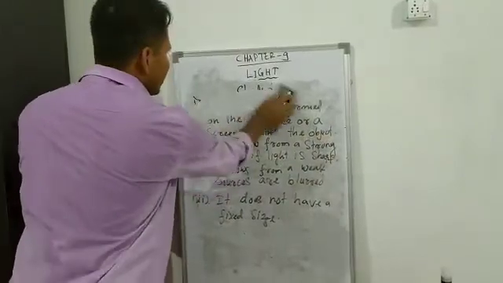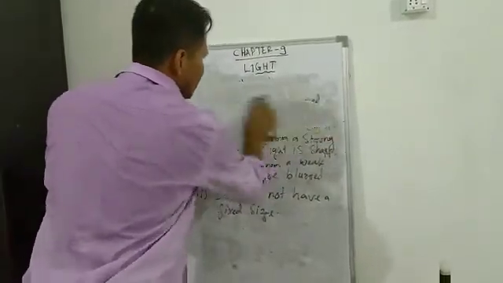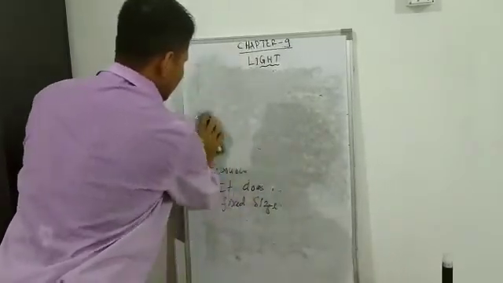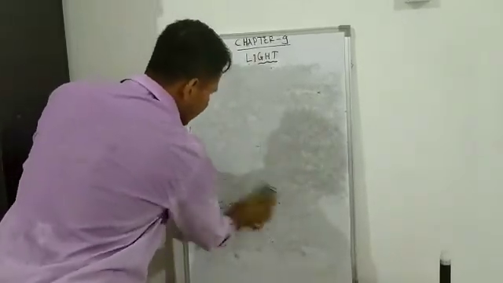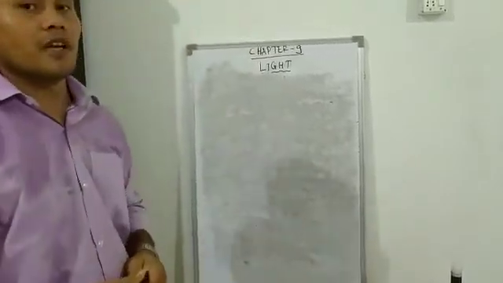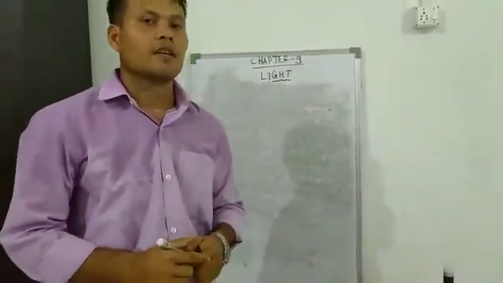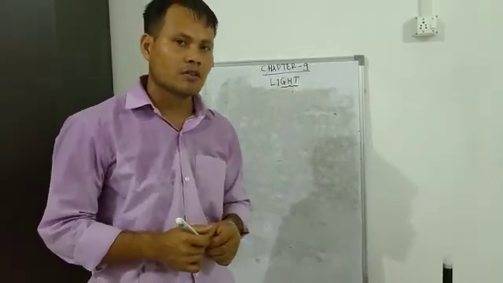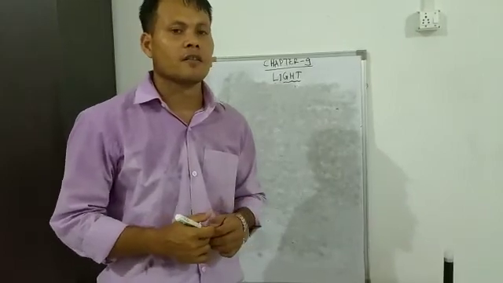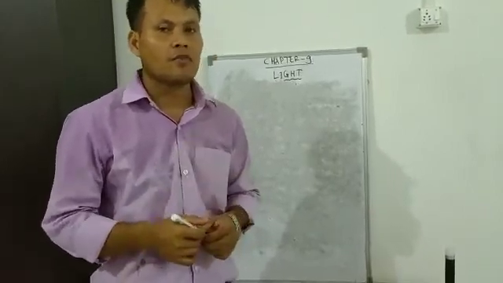so my dear students, I hope all of you have understood this chapter. So in this chapter we have learned the two objectives which I have already mentioned, that is learn about the sources of light, and the second objective that we have learned is the properties of light.